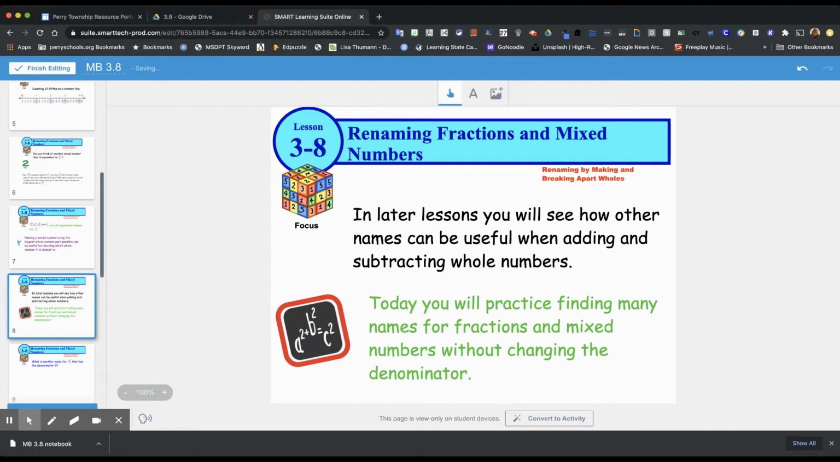So in later lessons, we're going to see how other names can be useful when we're adding and subtracting whole numbers. Because if you think about when we borrow, we may have to use one of those other names. But today we're going to practice just finding as many names as possible for fractions and mixed numbers without changing the denominator.